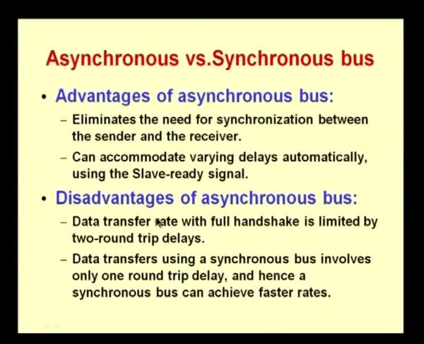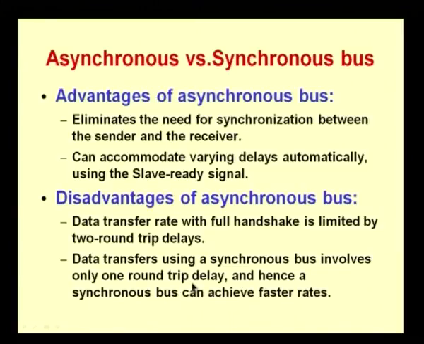So, if you have a slower slave, it will put out the slave ready signal later. So, automatically you can accommodate different delays of the different devices. That can be done easily with the asynchronous bus. The disadvantage is that the data transfer rate with full handshake is limited by 2 round trip delays. What do you mean by 2 round trip delays? You need to have the master ready signal going from one end to the other, and similarly the slave ready signal going from one end to the other. Whereas data transfers using a synchronous bus involve only 1 round trip delay, and therefore a synchronous bus can achieve faster rates. This is something that we need to keep in mind.